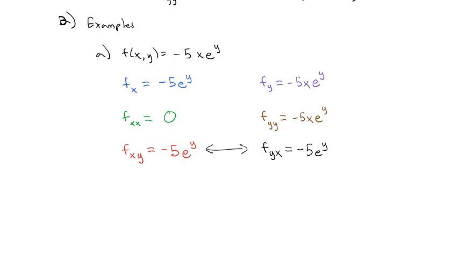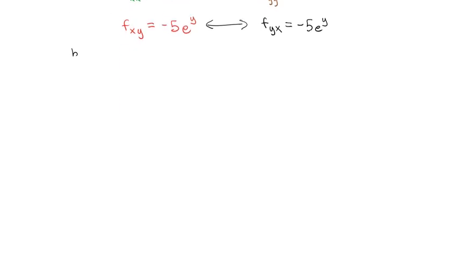And to illustrate it, let's do one more example. Let's take a look at f of x, y equals e to the x cubed y to the fourth. This one's going to be really interesting how it works out. Let's first start by taking the partial derivative with respect to x, and then we'll jump over and do the partial derivative with respect to y. Then we'll go back and do the four second order partial derivatives.